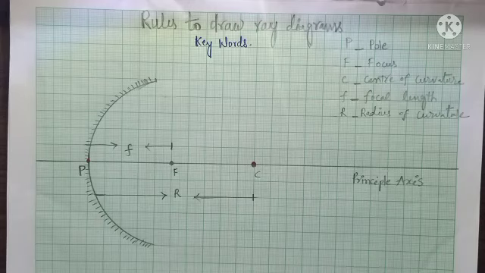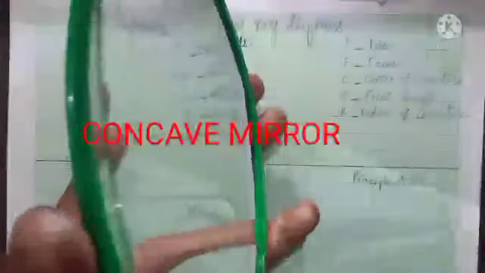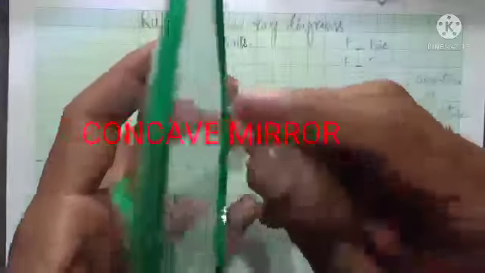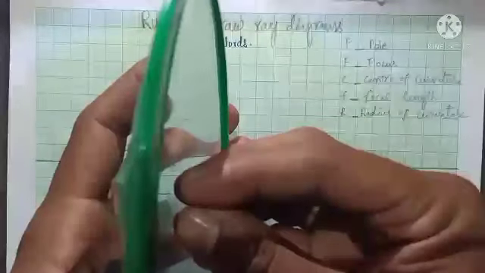Today I am going to show you how to draw ray diagrams for concave mirror. First of all, we have to know how a concave mirror looks. I am going to show you a concave mirror. This is a concave mirror. The bulge side is inwards. It looks like a cave, so we can remember it as a concave mirror.